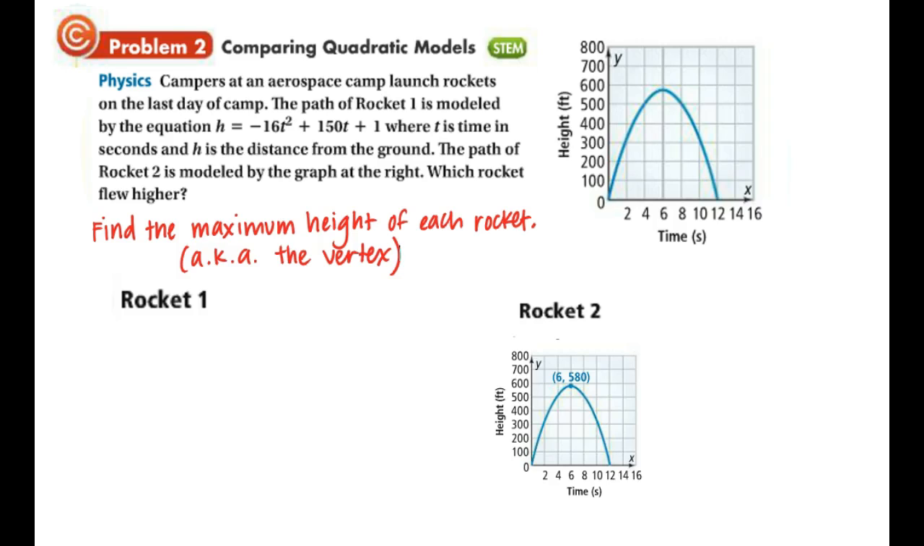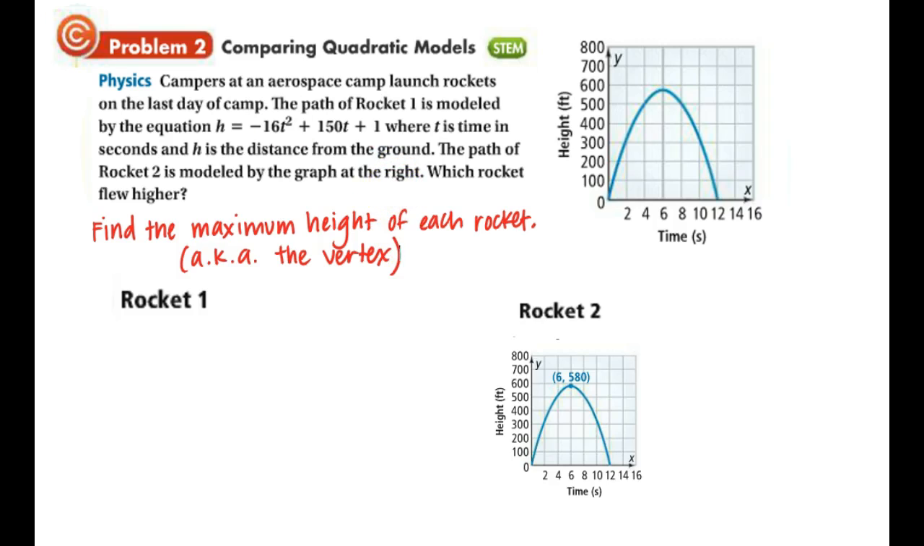And we know that since the leading coefficient, the a value in the given equation, is negative, and the graph is opening down, they're both opening down. And that makes sense when you launch a rocket. That would be an upside down parabola. So we want to figure out the maximum height, aka the vertex, and then compare the y coordinates of the vertex to figure out which one is higher.